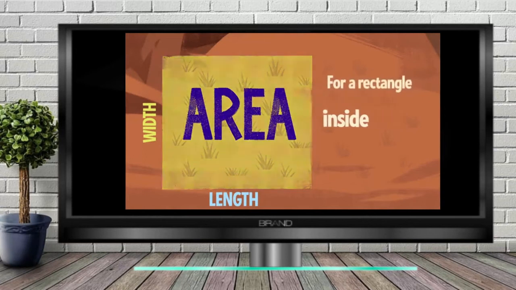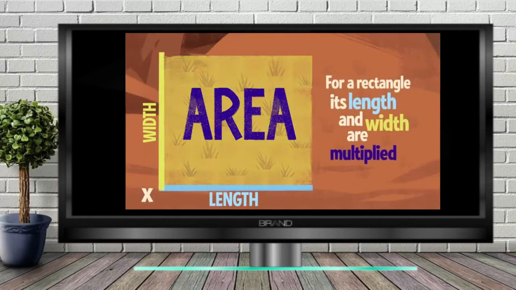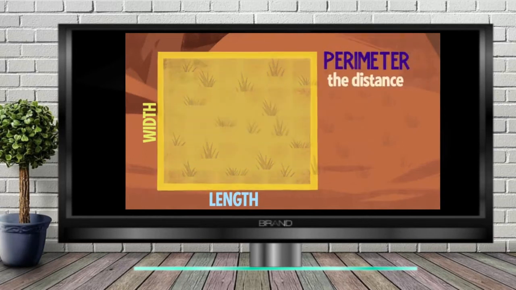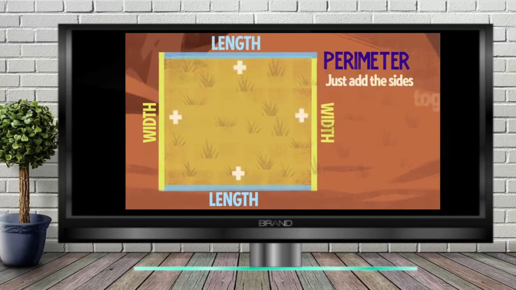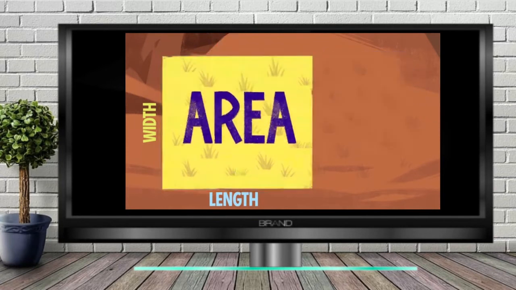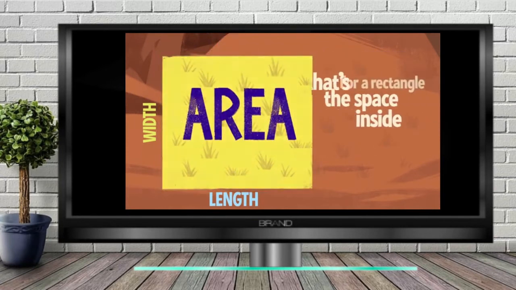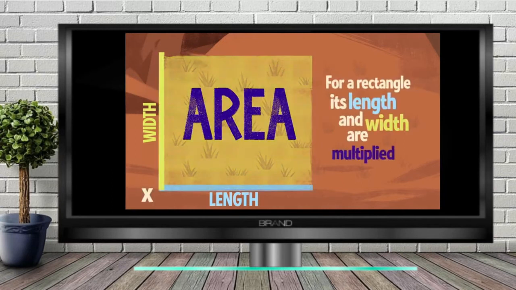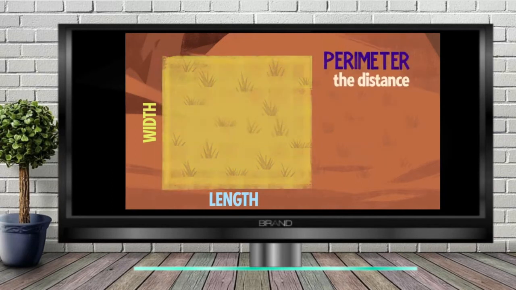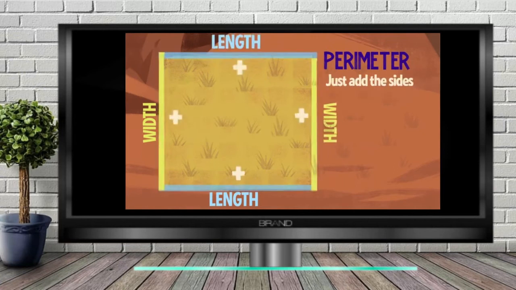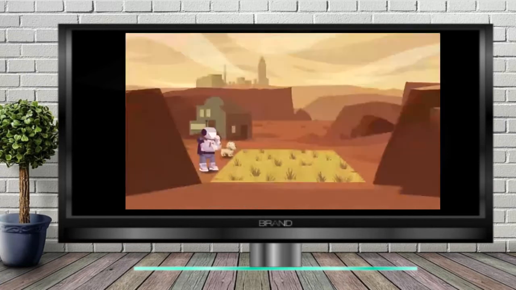That's the space inside. For a rectangle, its length and width are multiplied. And perimeter, the distance around the shape. Just add the sides together and then you'll be great.